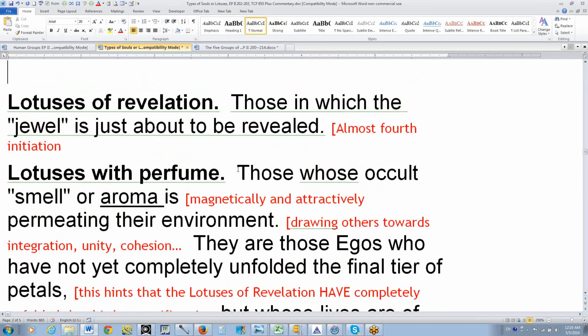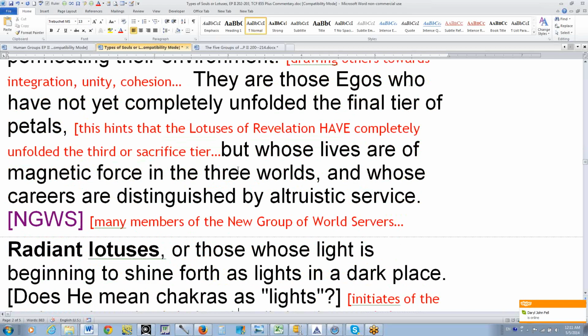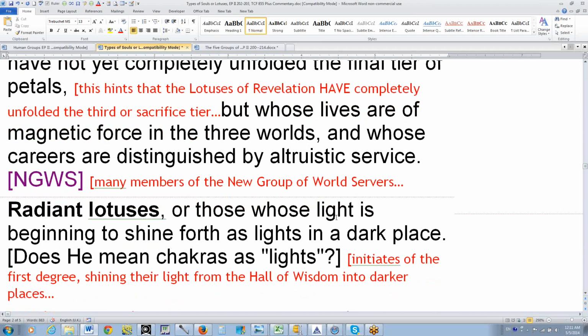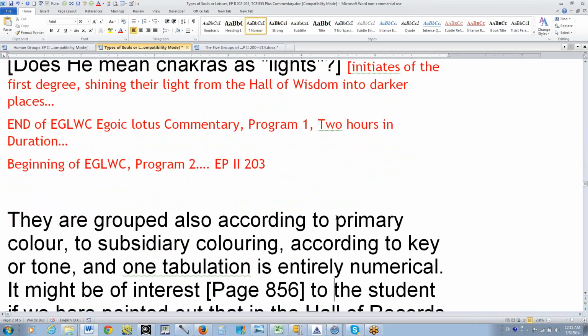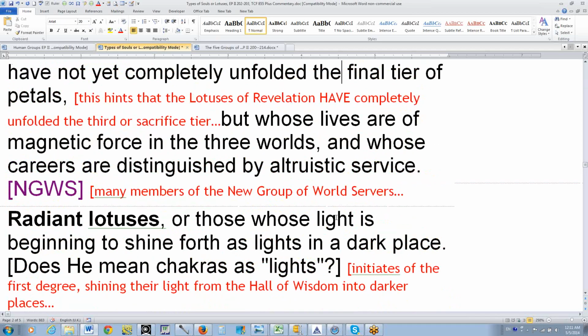We have discussed the highest name, at least given to us, the lotuses of revelation around the period of the 3rd degree and beyond, the lotuses with perfume around the period of the 2nd degree and beyond, the radiant lotuses around the period of the 1st initiation and beyond, and then some of these interim states where the lotus is on the point of opening.